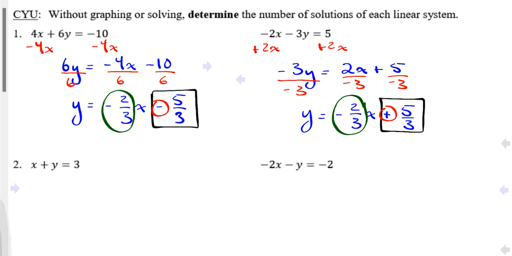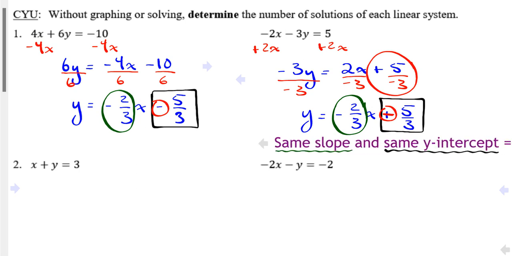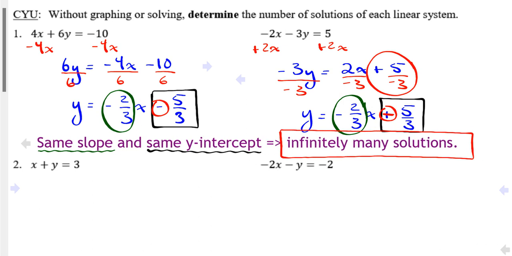Wait a minute. I've made a mistake, haven't I? As we look at our second equation here, where I did 5 divided by negative 3, I lost track of my negative sign, so this is actually subtraction. They do have the same slope and the same y-intercept, which means our two lines are coincidental. There's an infinite number of solutions.